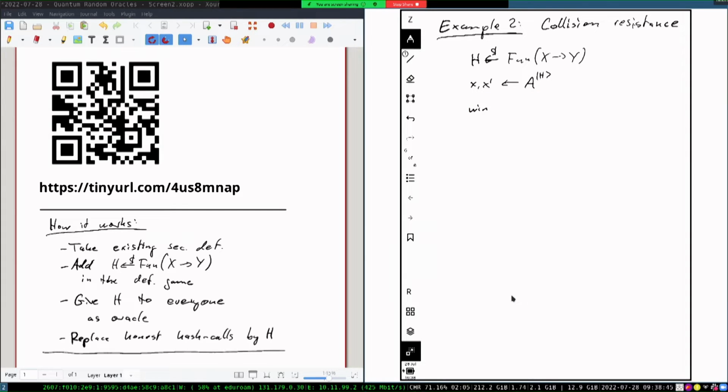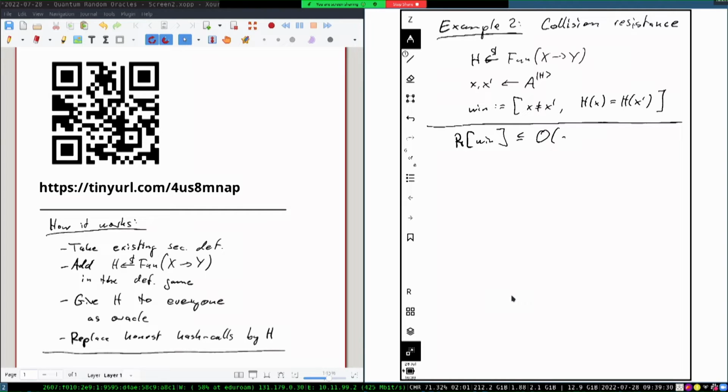And it wins if these 2 values are not the same, but their hashes are the same. So this is another fact we could state about the random oracle, and this one is actually considerably harder to prove than the one-wayness, but I think it was proven already quite a while ago, maybe almost 10 years ago. I just state the fact, and you find the references in the handout.